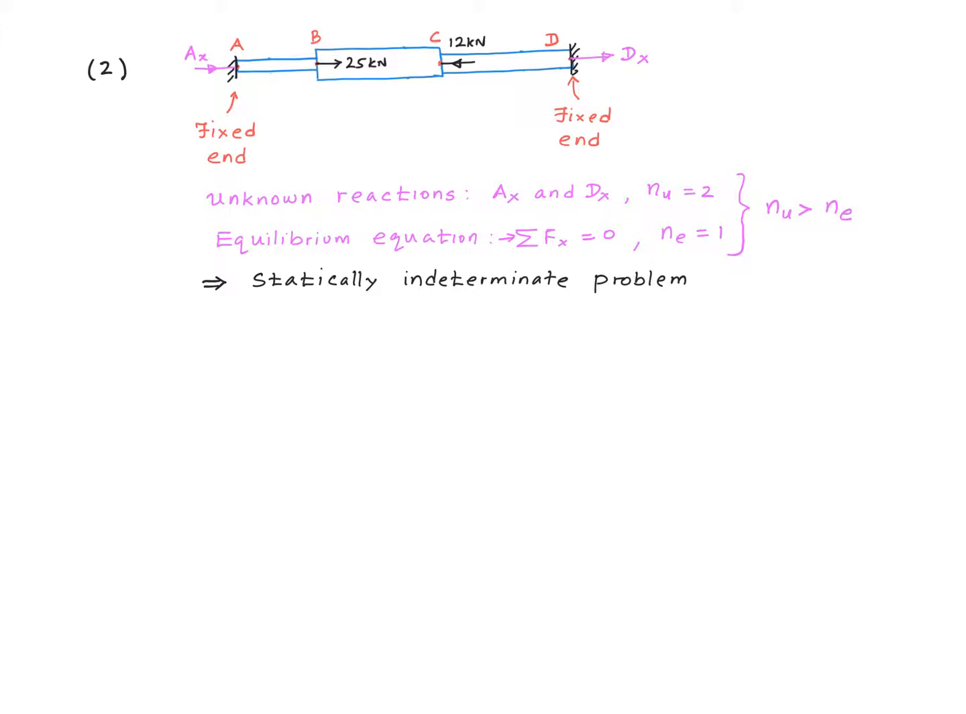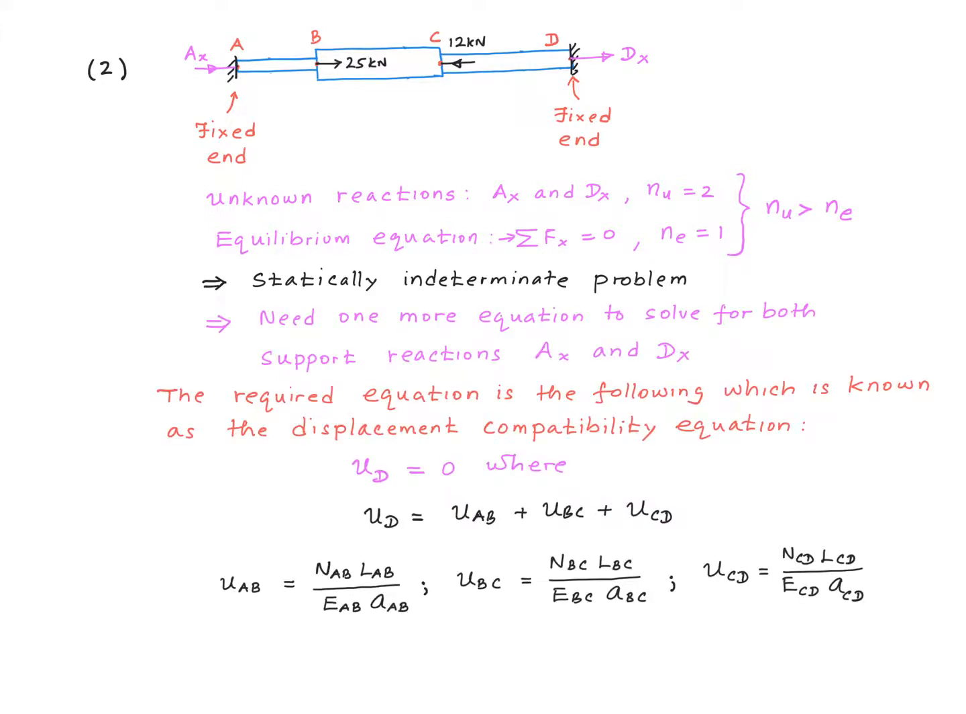And therefore n_e is still 1, and therefore n_u is greater than n_e. By definition, this is a statically indeterminate problem. You don't have enough equations to solve for the 2 unknowns. We only have 1 equation, 2 unknowns. We need 1 more equation. The required additional equation is the following, which is also called the displacement compatibility equation.